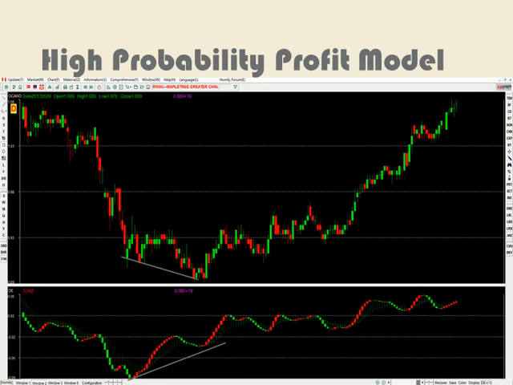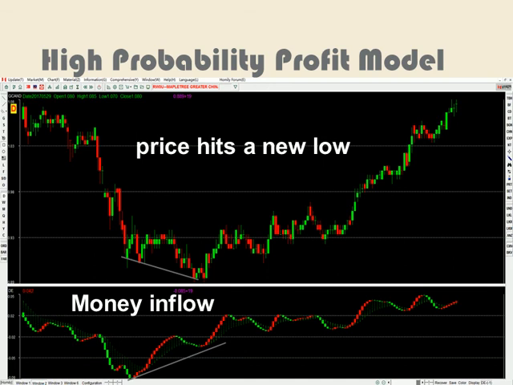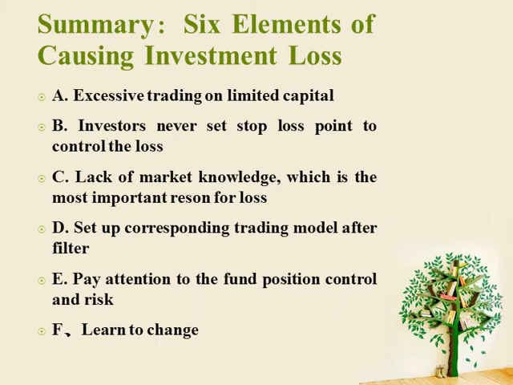High probability profit model. Price hits a new low, money inflow. So this is the good chance because of the top bottom deviation, you have another chance to get in. Okay, for the summary, six elements of causing investment loss. The first one, excessive trading on limited capital. What's that meaning?